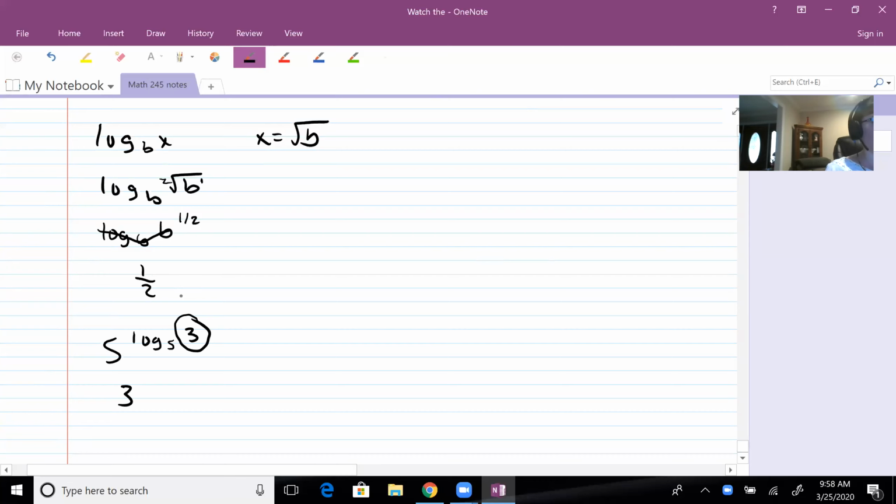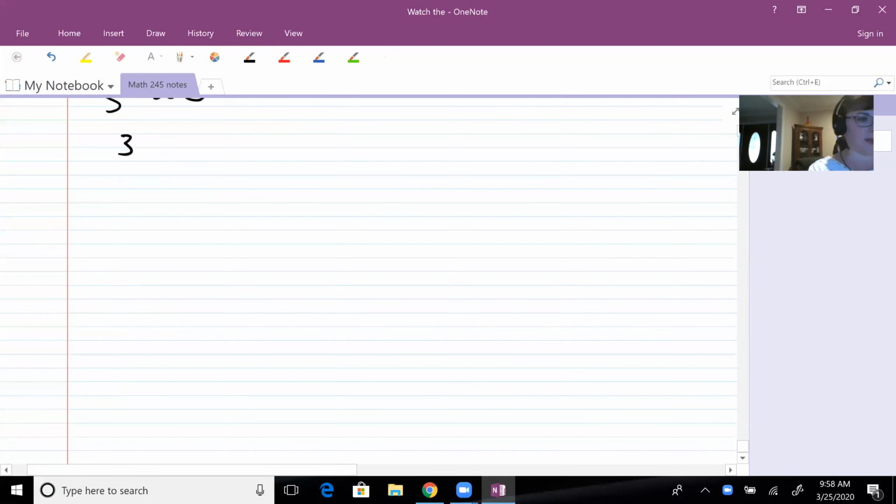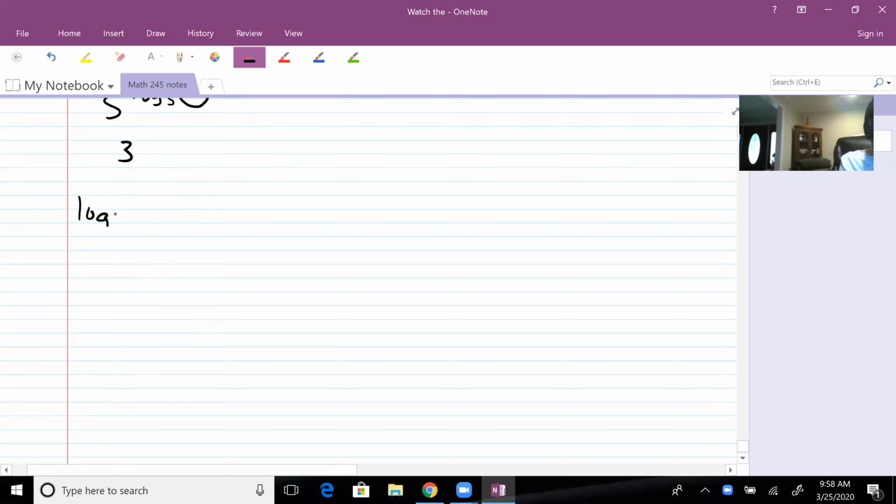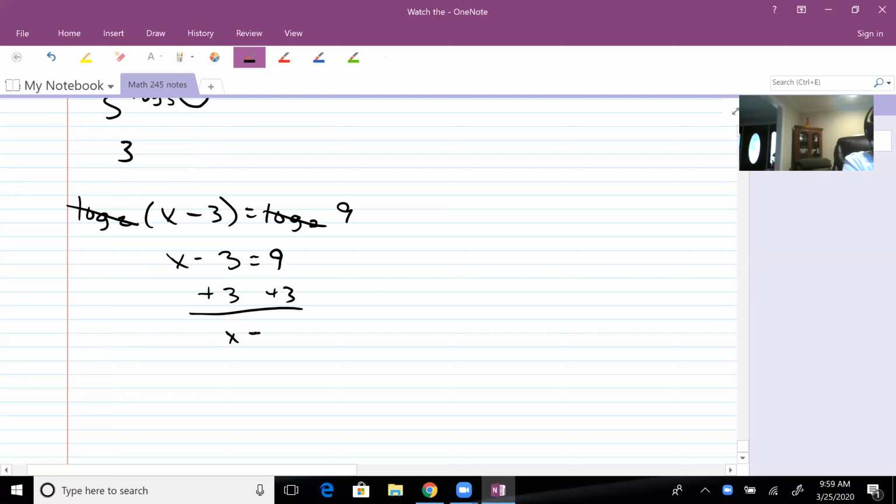All right, another thing that we would need to work on is solving different types of equations. Let's say that we had log base 2 of x minus 3 equals log base 2 of 9. Notice with this problem that we have log base 2 on each side of the equation, so we can cancel that out and continue solving the equation that's left. To get x by itself, we add 3 to both sides, and we're done. Our answer to this equation would be 12.